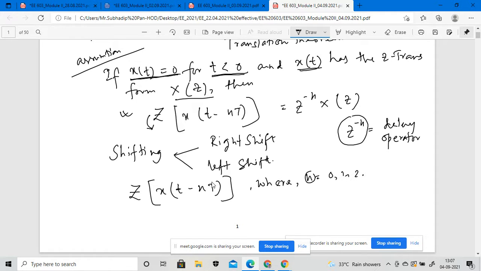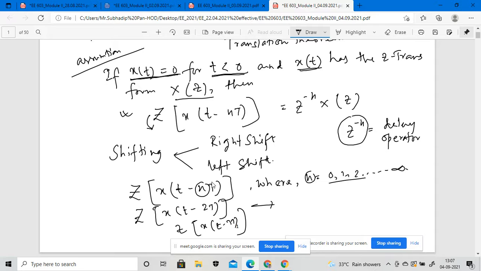So for that case, we get the transform of x of t minus 2T, z transformation of x of t minus 3T, like this. We are considering the values of n to be 0, 1, 2 up to infinity, right? So this will be considered as my right shifting.